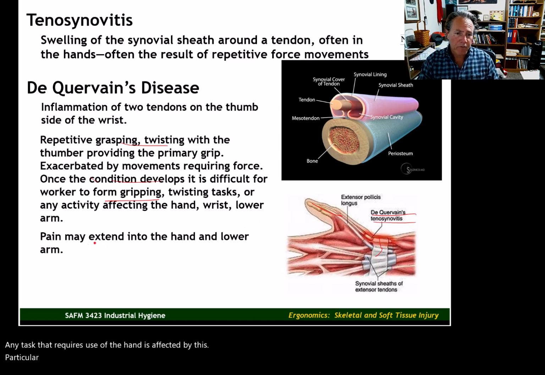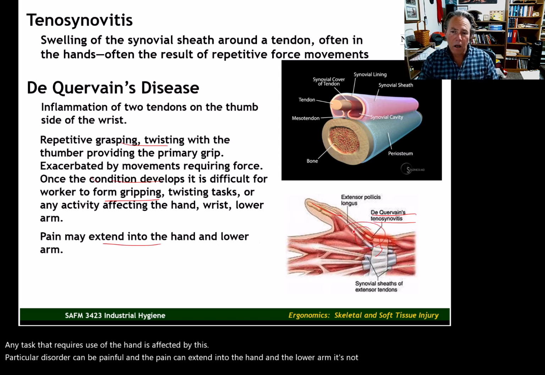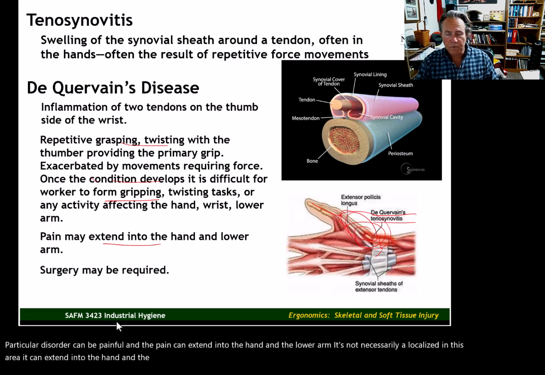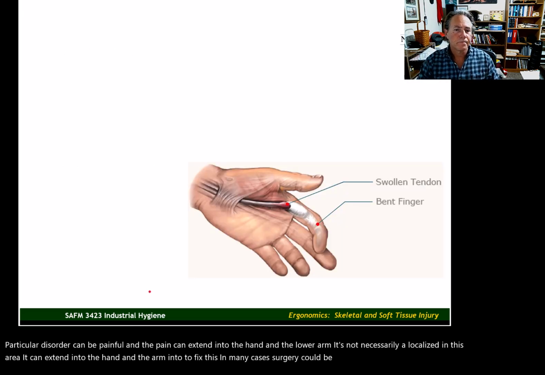It can be painful, and the pain can extend into the hand and the lower arm. It's not necessarily localized in this area. It can extend into the hand and the arm. Again, to fix this, in many cases, surgery could be required.